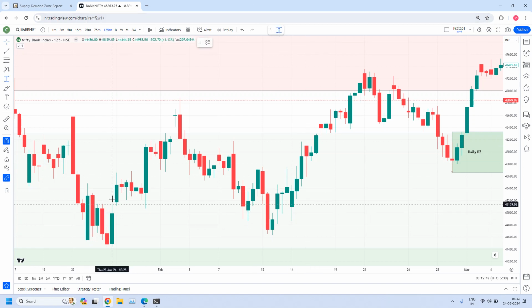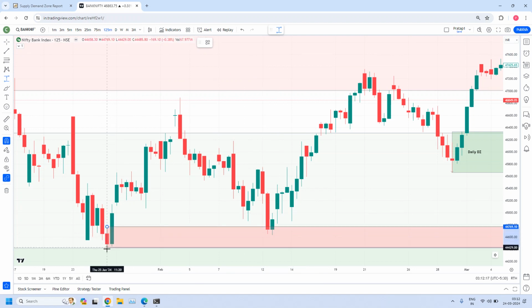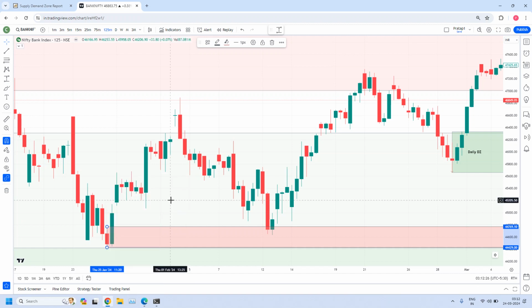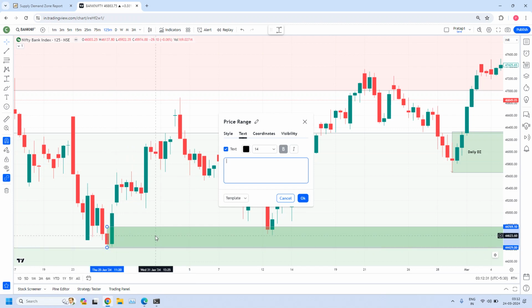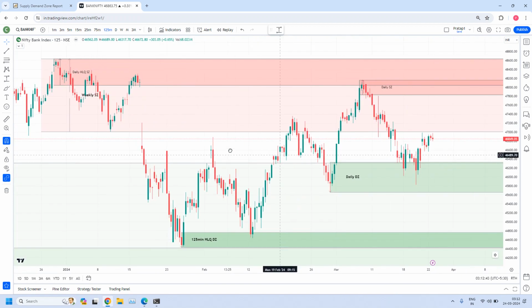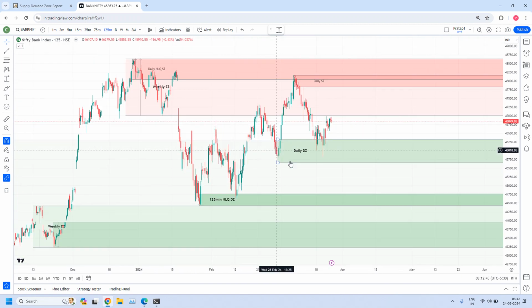The biggest problem with trading is unless you zoom very close, it is really giving a lot of confusion, showing the dates in a wrong way. So this is 125 minutes demand zone, high liquidity demand zone. That point we should not forget. This is only the nearest high liquidity demand zone.